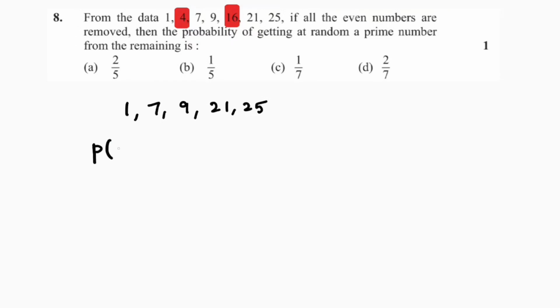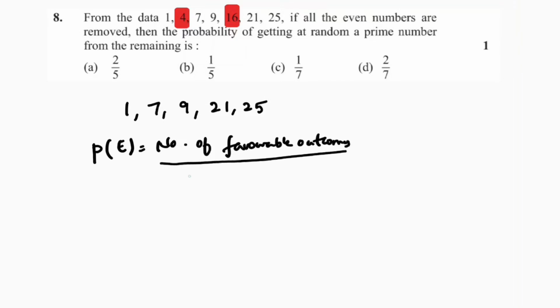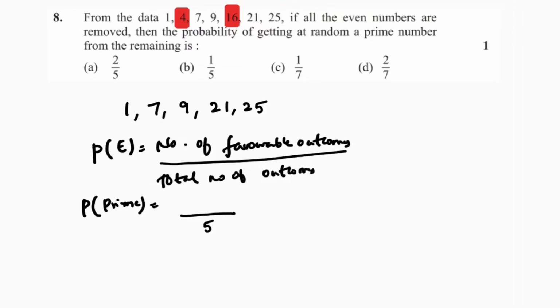So probability of an event formula is number of favorable outcomes by total number of outcomes. So here probability of prime from the remaining, total number of outcomes is 5. In that the prime number is only 7. 9, 21, 25, they are not primes. So the answer is 1 by 5. So the correct option is B.